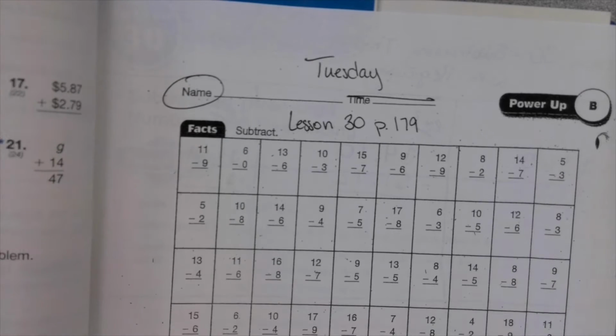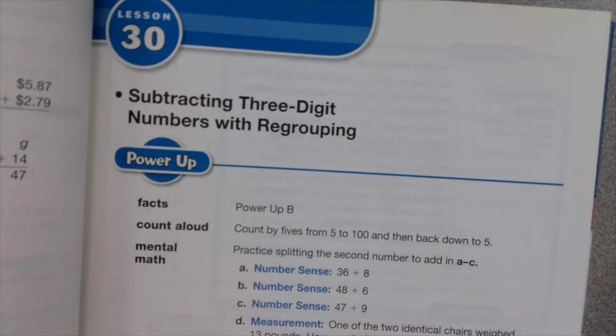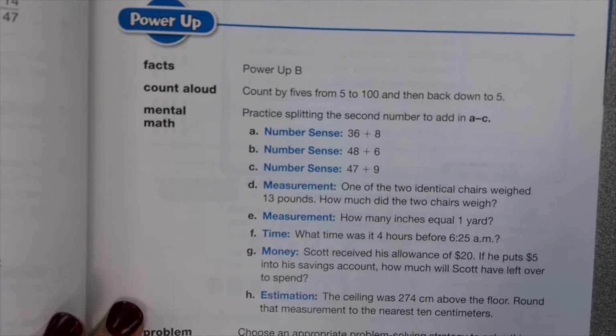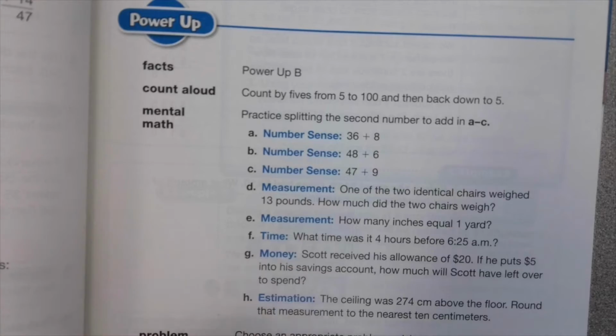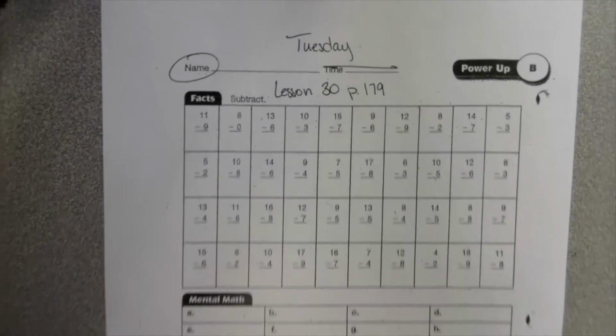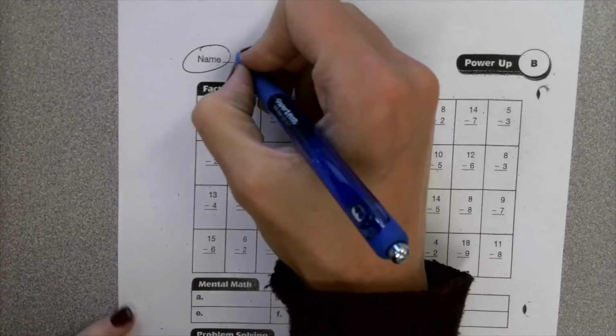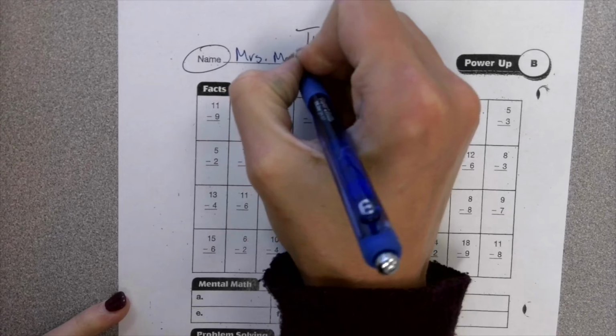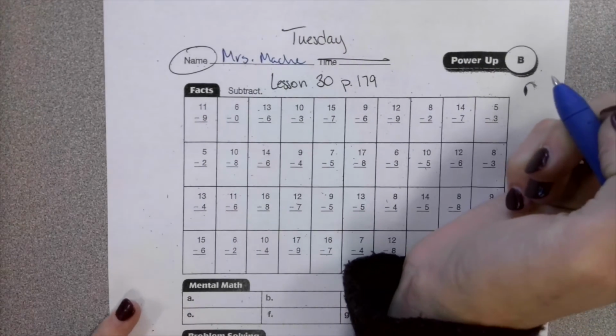We're on lesson 30. Starts on page 179. Make sure you do your facts first, then your mental math, and then your problem of the day at the bottom. Press pause when you're done. Press play so we can go over it together. Make sure your name's at the top. Let's go over our facts first.